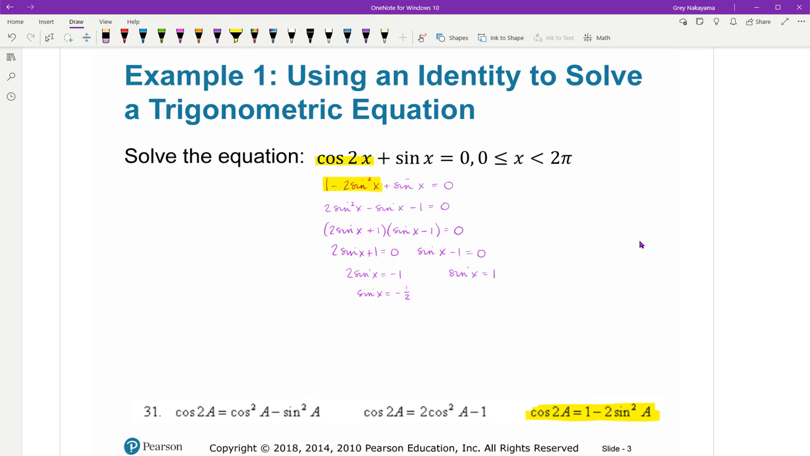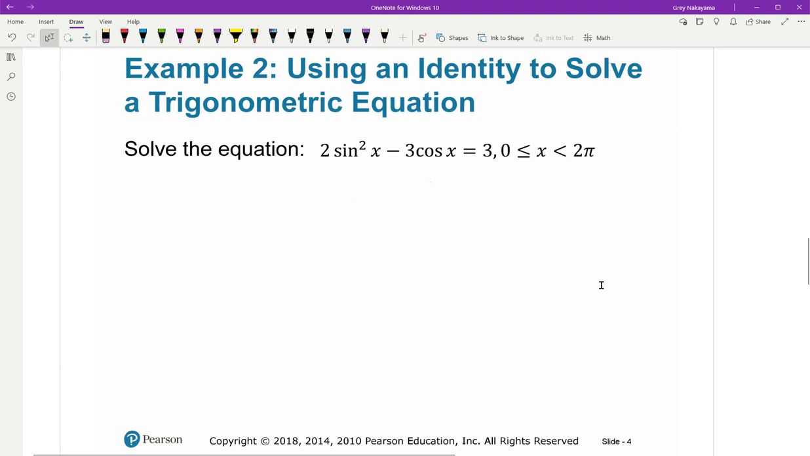So now I need to find the angles x whose sine is -1/2 or 1. You're going to get your unit circle out. The first one is 7 pi over 6. The next one is 11 pi over 6. And then the last one up top is pi over 2. And that's what we have for our answers. If you're interested, I'll show you how you can get those answers on a graph using Class Calc. All right, using an identity to solve a trigonometric equation.